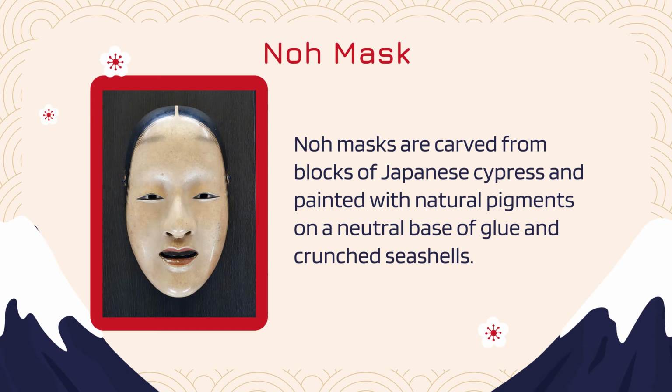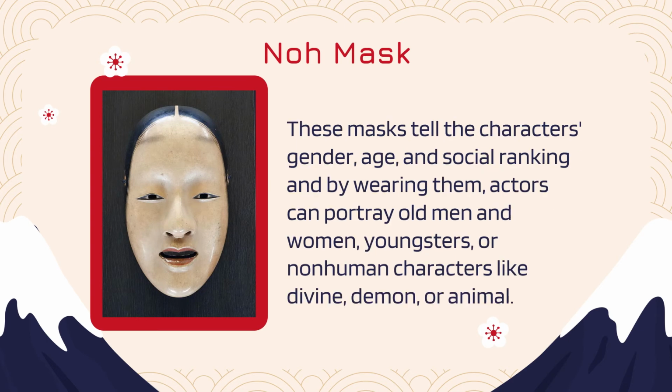Noh masks are carved from blocks of Japanese cypress and painted with natural pigments on a neutral base of glue and crushed seashells. These masks tell the character's gender, age, and social ranking, and by wearing them, actors can portray old men and women, youngsters, or non-human characters like divine, demon, or animal.